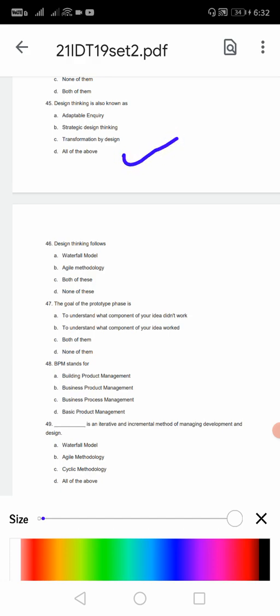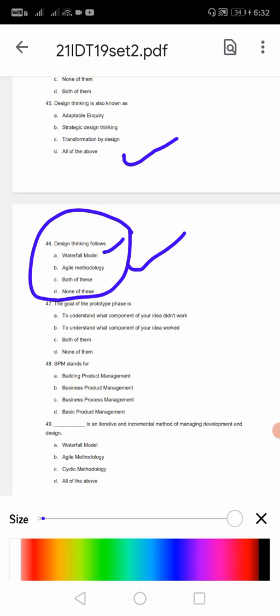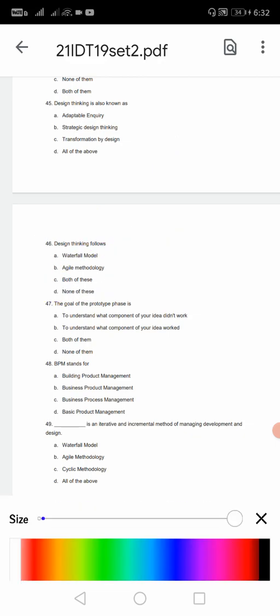For 46, design thinking follows agile methodology. Okay, obviously waterfall model is there. Agile methodology is there. So this question is contradictory, because design thinking follows the waterfall model also. But the best one is agile methodology. The answer becomes B and also C, because it also follows waterfall. Waterfall is the olden one, but it has been followed. But for the answer, you should prefer agile. Agile is 100%.